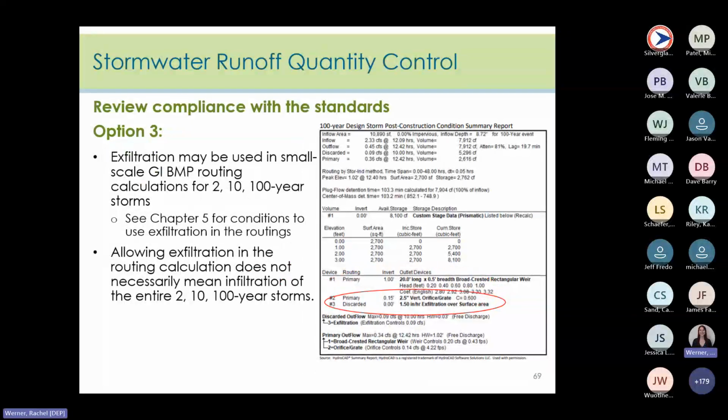Now, as a reminder about exfiltration, infiltration of the entire 2, 10, or 100-year storm is allowed only when the existing site conditions are such that no runoff leaves the site for the pre-construction condition scenario, thereby constraining the design to infiltrate 100% of the volume produced by the post-construction condition for the same design storm. In this case, the maximum storm that can be entirely infiltrated is the largest storm event with no runoff leaving the site in pre-construction conditions.